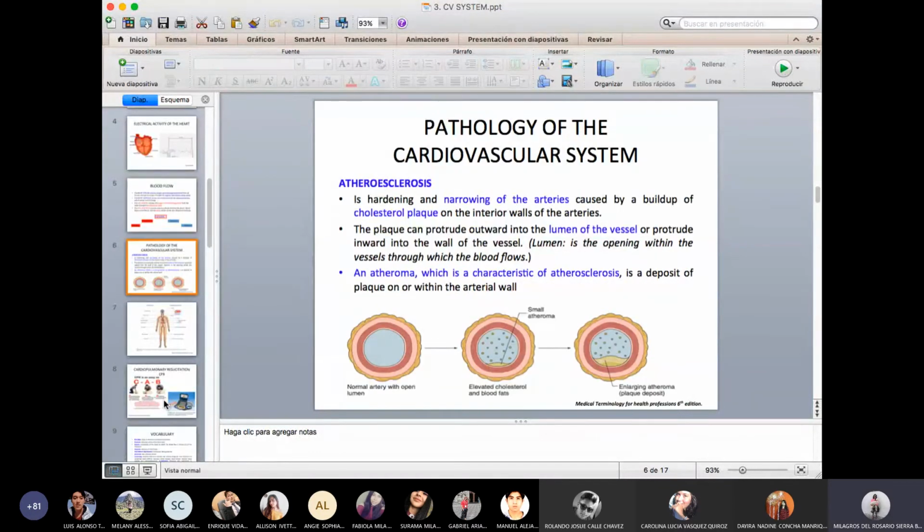And then we can talk about some pathology of the cardiovascular system, about atherosclerosis, when there is a narrowing of the lumen of the arteries that is caused by the cholesterol plaque. Do you know what foods are rich in cholesterol?